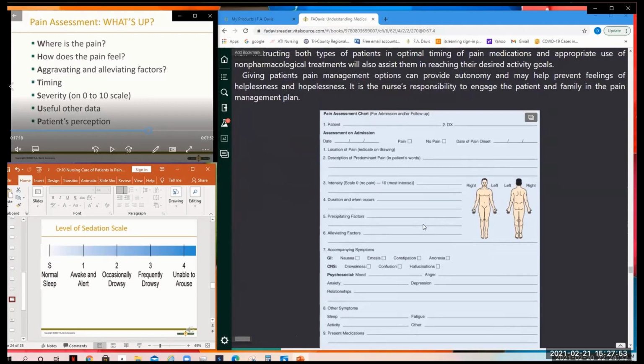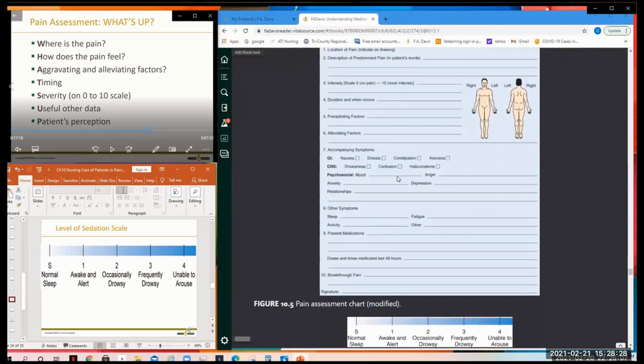The name, the date, the date the pain started, the location of the pain, where there's a drawing for that to be indicated, the description of the predominant pain in the patient's words, and then intensity on a scale, so 0, no pain, and 10, the most intense. And then 4 would be the duration of the pain and when it occurs. 5 would be the precipitating factors, and 6, the alleviating factors. 7, you can check off the accompanying symptoms.